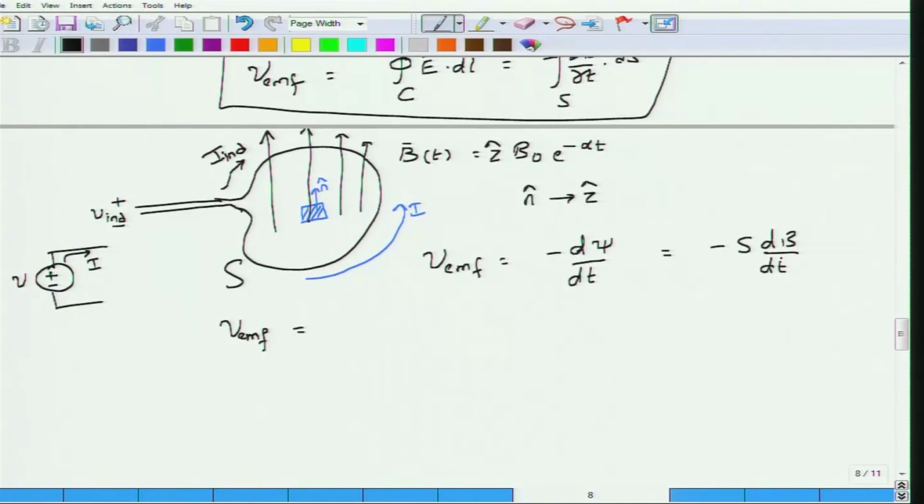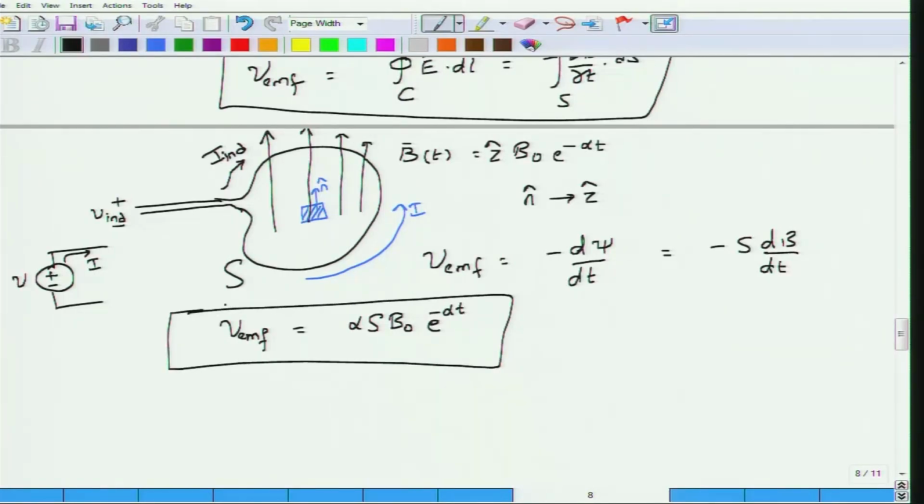So if I do dB/dt, what do I get? I get minus alpha into B0 e to the power minus alpha t. There is already a minus, so that will cancel with each other. I get alpha S B0 e to the power minus alpha t. This is the EMF that I am actually getting.